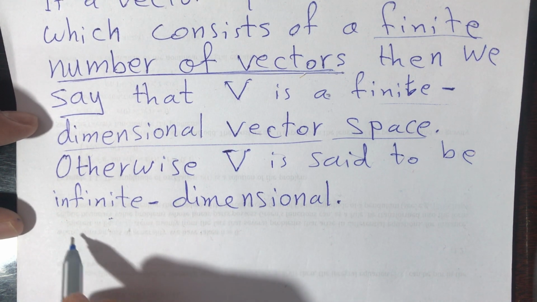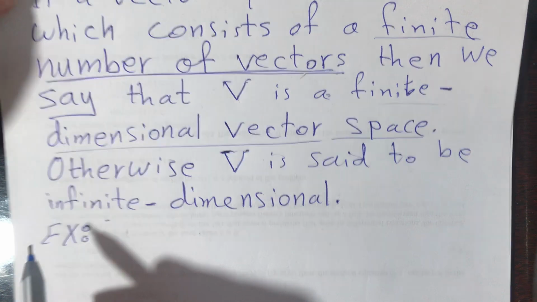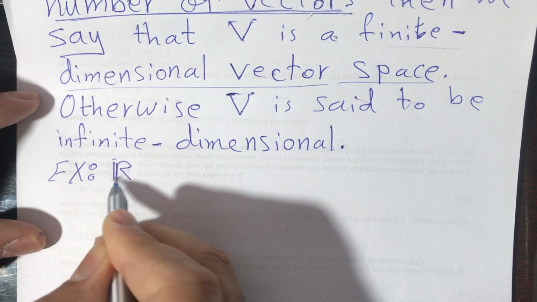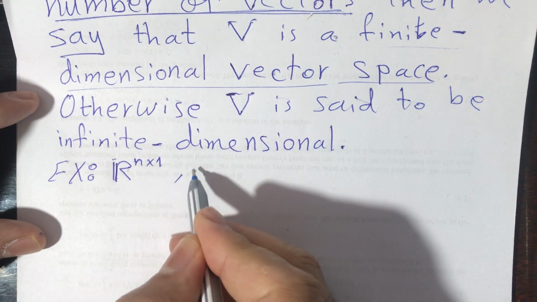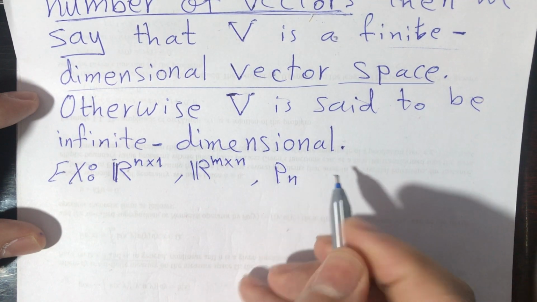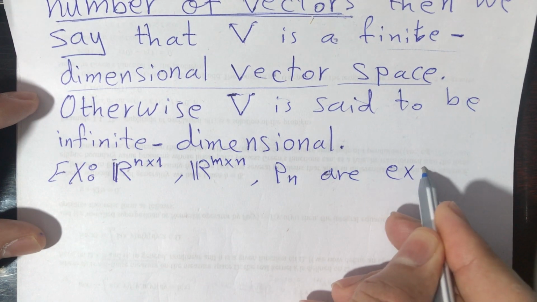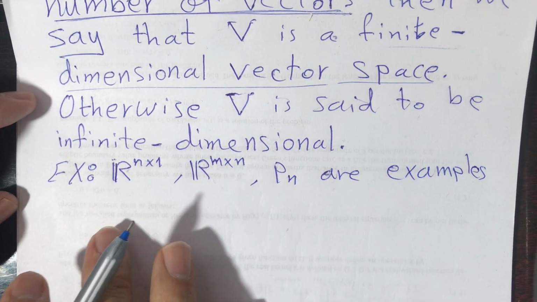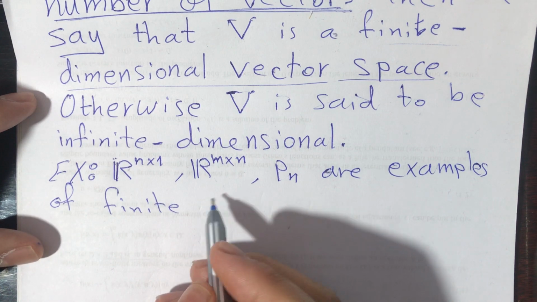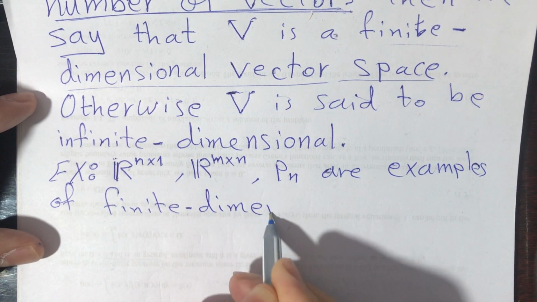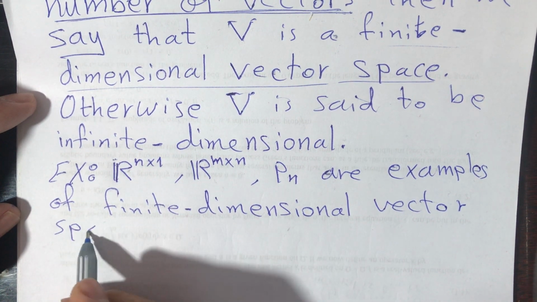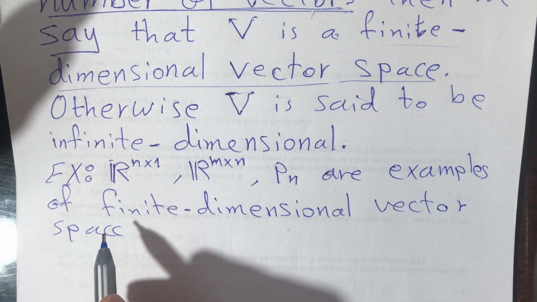Example. R^(n×1), R^(m×n), and P_n are our examples of finite dimensional vector spaces.